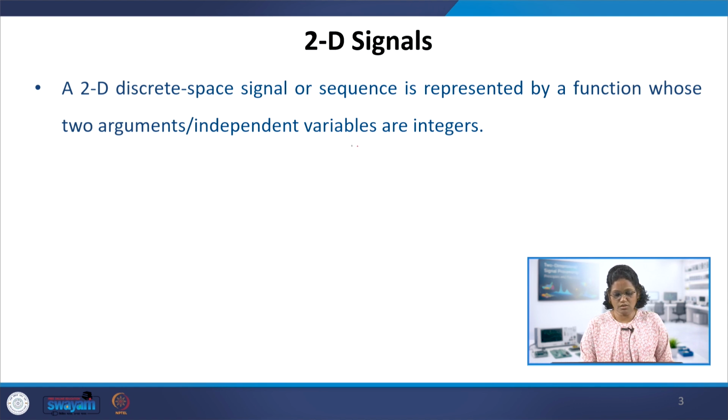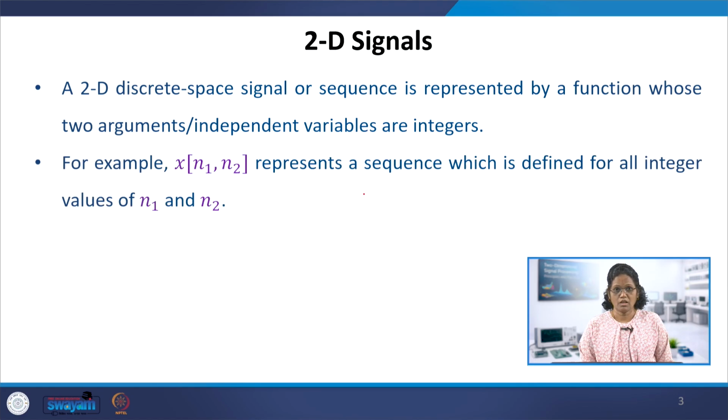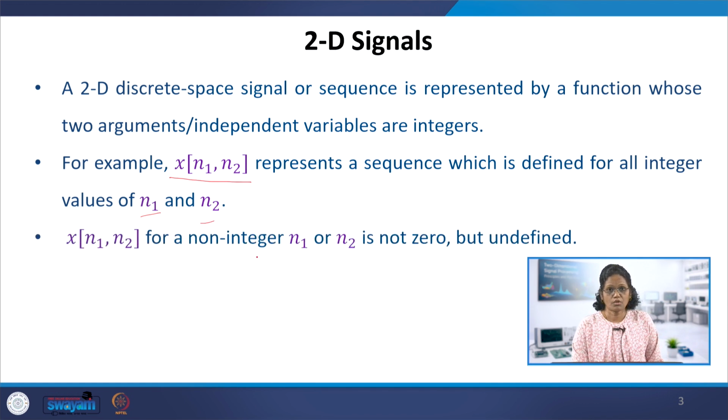So here the two independent variables we will have are integers only, because it is a discrete 2D discrete signal. For example, x of n1 comma n2, where within the square brackets we use the discrete case. n1 is one independent variable and n2 is another independent variable, and these n1 and n2 are all integers in this case. So x is a function of n1 and n2 here.